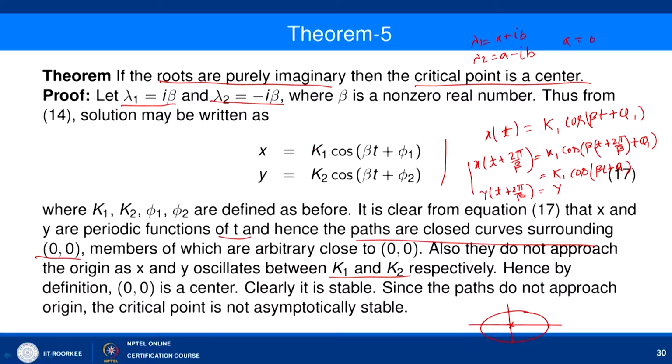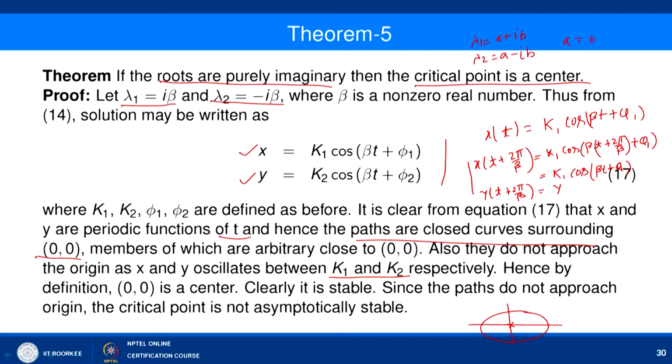but they do not approach the origin, as if you look at t ranging from say the initial point to infinity, you can say that the values x and y both are oscillating values, and x will take a value between minus k 1 to plus k 1, and y will take the value from minus k 2 to k 2 depending on the value of t here, and hence we can simply say that by definition 0 comma 0 is a center here. And now we simply say that this is a stable center.